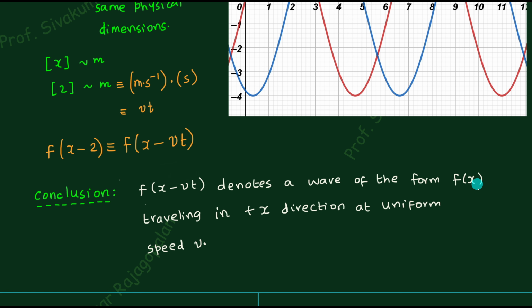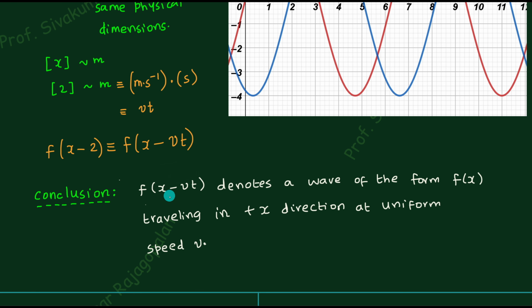Which wave is shifted? It is f of x, not x minus vt. See, f of x is the original one. Then f of x minus vt is the wave after time t. So this is at time t equal to 0, and this is after time t. That is the meaning. So which wave is actually propagating? f of x is propagating, and after some time the appearance of the wave becomes f of x minus vt.